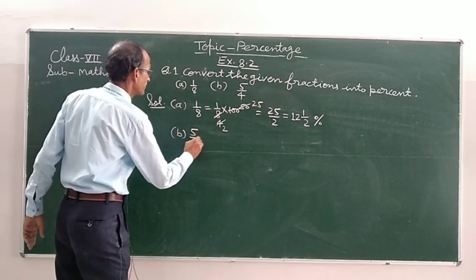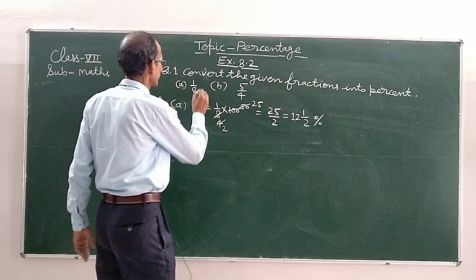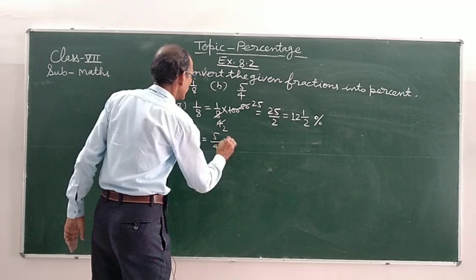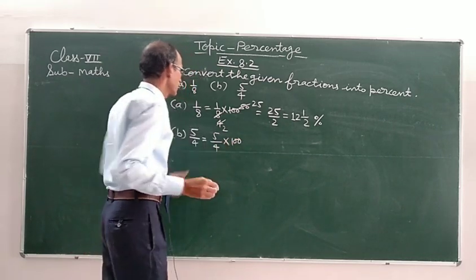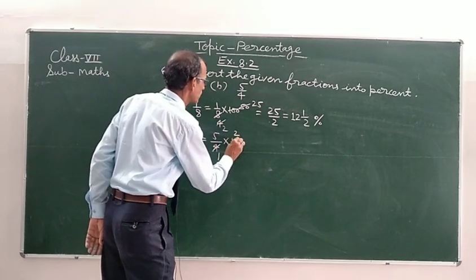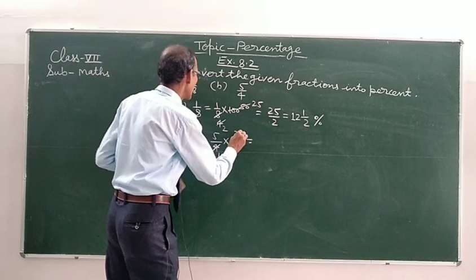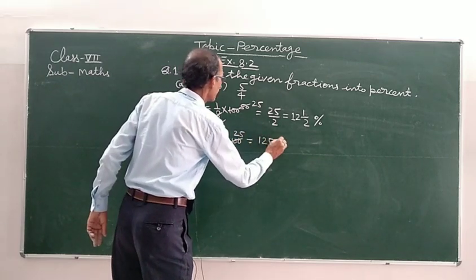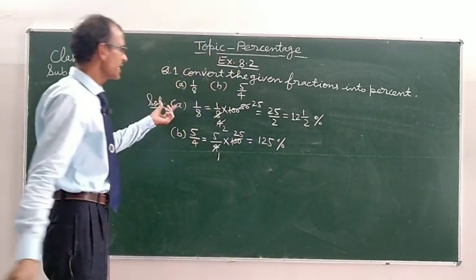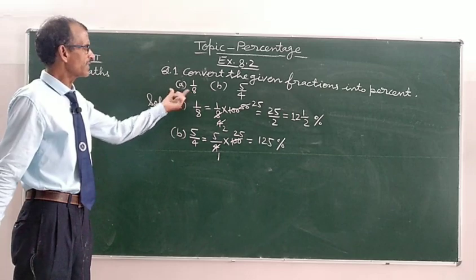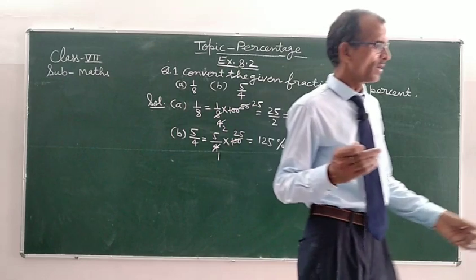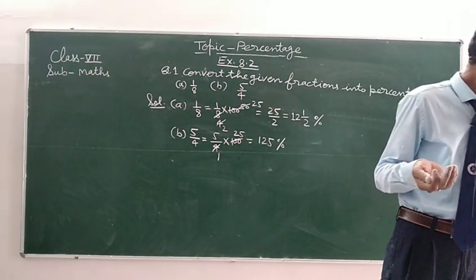Okay? Next is 5 upon 4. 5 upon 4 is equal to 5 upon 4 multiplied by 100. Simplifying we will get 4 1 ja 4, 4 2 ja 8, 2 4 5 ja 20, 25 5 ja 125%. Okay? This way we will convert the given fraction into percentage. You will solve the remaining parts yourself. Okay?